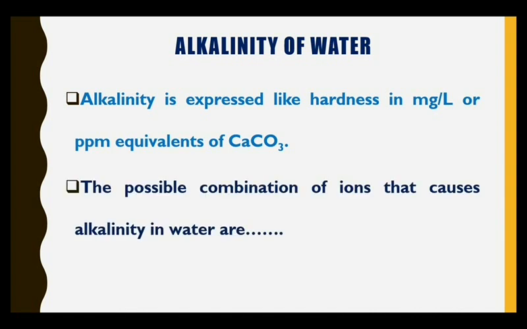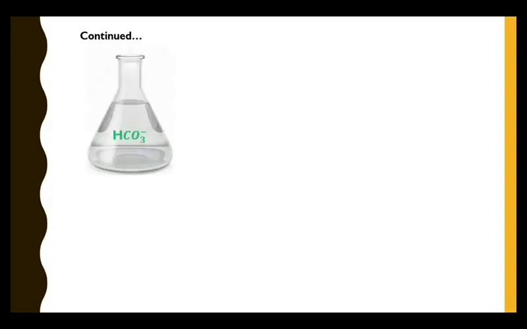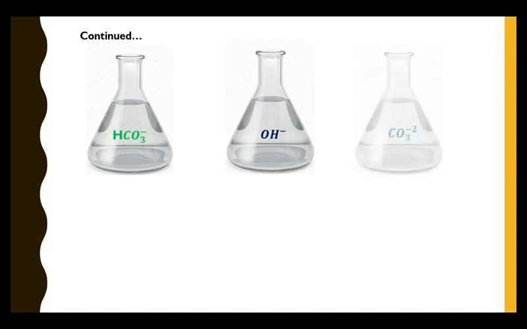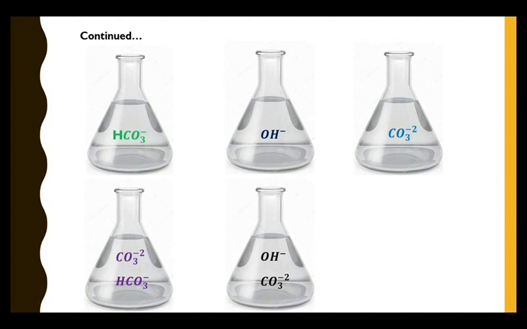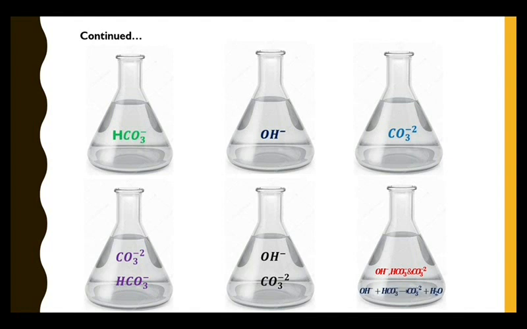The possible combinations of ions that cause alkalinity in water are: it may be only due to bicarbonate, or only due to hydroxide, or only due to carbonate, or a mixture of carbonate and bicarbonate, or due to a mixture of hydroxide and carbonate. The sixth possibility, all the three ions together, is not possible because when OH⁻ comes in contact with HCO3⁻, carbonate and water form. Because of this reaction, all the three ions cannot coexist.